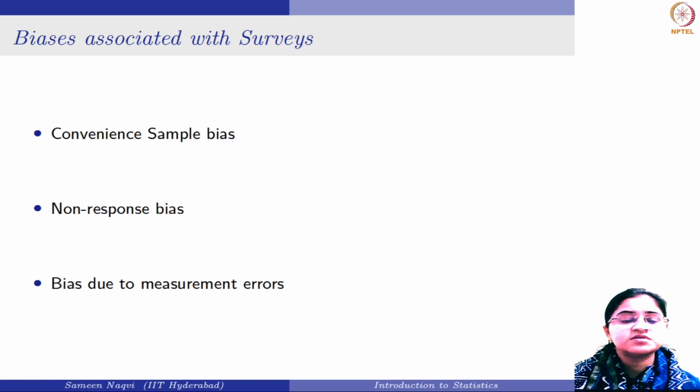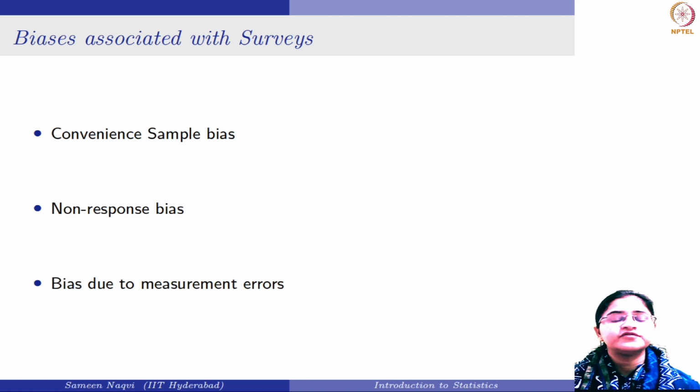And the third one is bias due to measurement errors, which can happen if the wording of the survey or questionnaire is not proper, right? They might not correctly understand the meaning of those words and give incorrect answers.